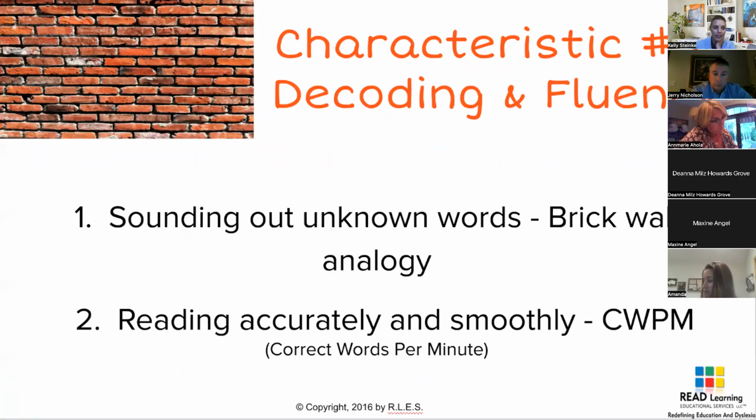Characteristic number 3, of course, this is part of the big definition, is decoding and fluency. I use a brick wall picture here because for a dyslexic reader, words are like a brick wall that needs to be deconstructed each and every time they get to that word, until it's memorized, until it's mapped in the brain. If you imagine a real brick wall, it's made of individual bricks, all mortared together, and you would need some serious power tools to blast apart those bricks and get the mortar off.